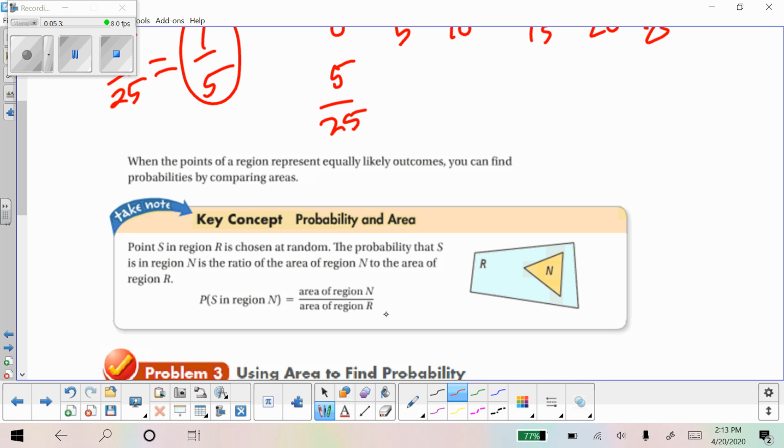Okay, key concept, probability and area. Like a number line, we can use areas to find the probability. So the probability of S in region N is the area of N divided by the total region. All right, so the probability of landing in N would be N over R, where both these are areas.